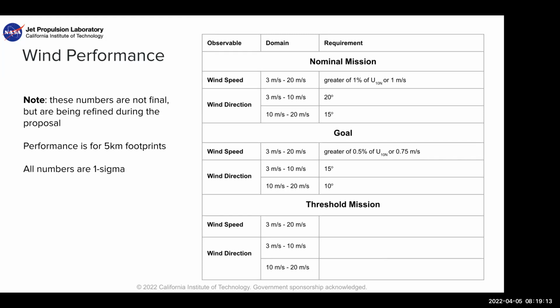But basically for winds, we have something that is very similar to but better than the QuickScat requirements. The QuickScat requirements were 2 meters per second speed and 20 degrees. We have more like 1% of wind speed or 1 meter per second, whichever is greater, and 15 to 20 degrees wind direction, depending on the wind regime. We think we can make that even smaller, as you can see in the gold mission.